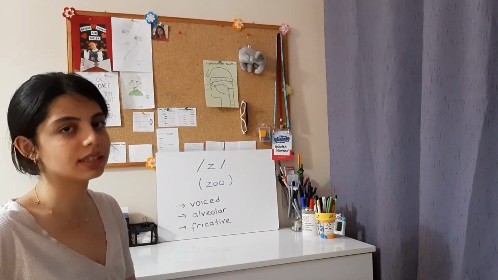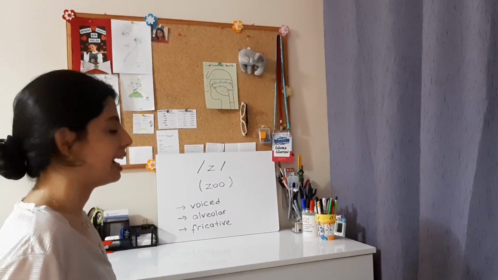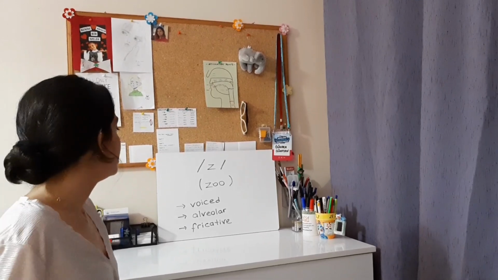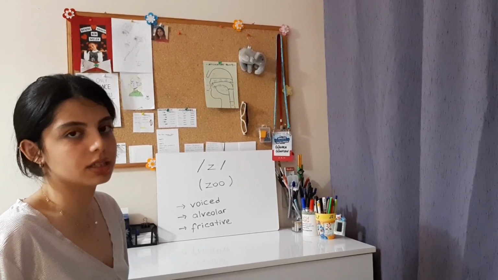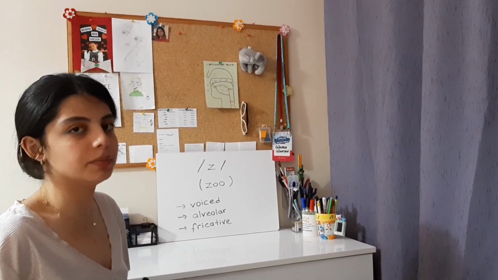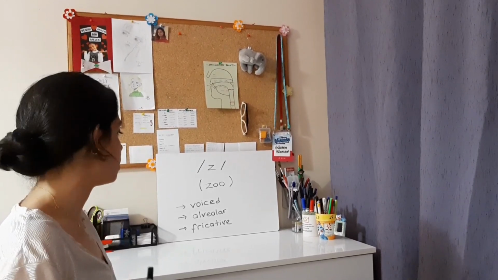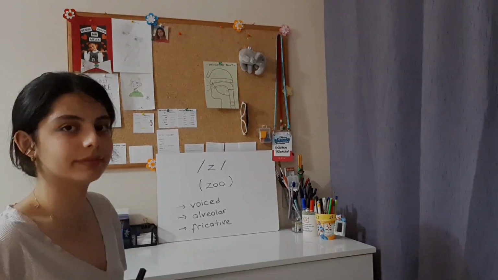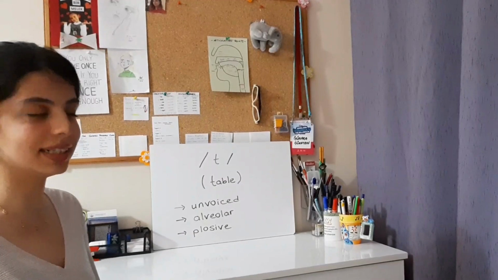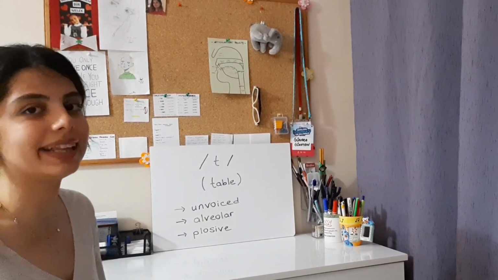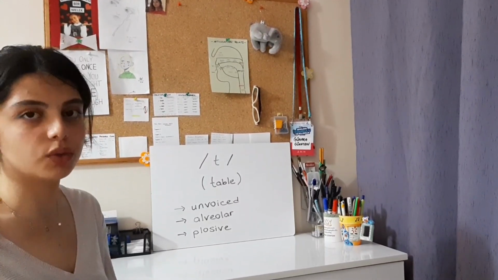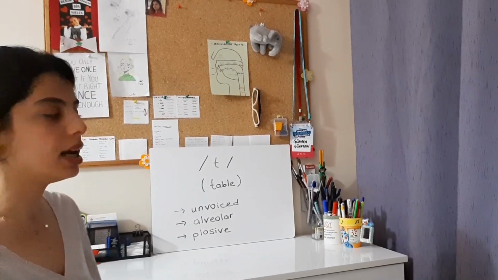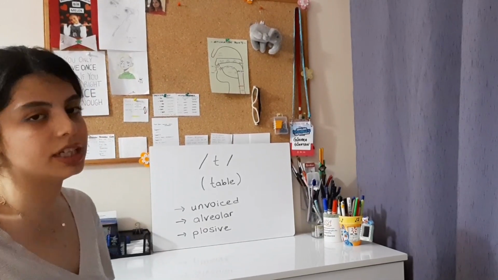Our next consonant is z, as in zoo. Its voice sound and its place of articulation is also alveolar, and its manner of articulation is also fricative. Another consonant is t, as in table. It's an unvoiced sound, its place of articulation is alveolar, and its manner of articulation is plosive.